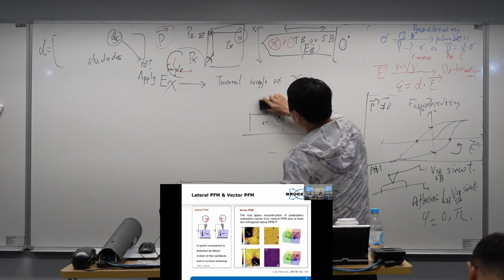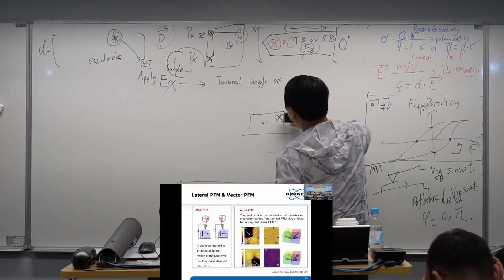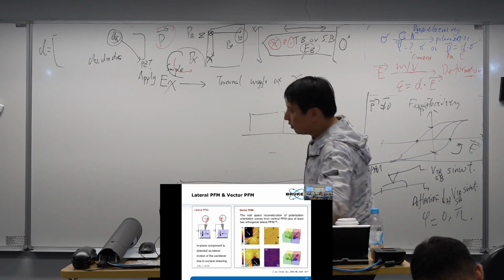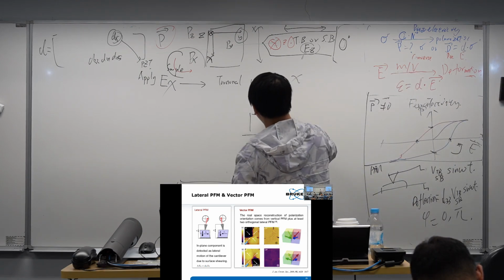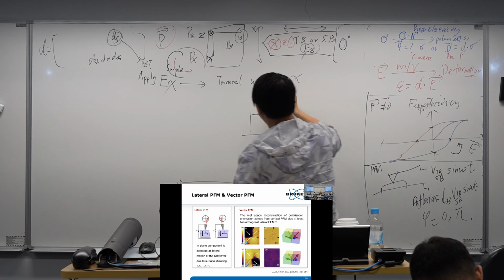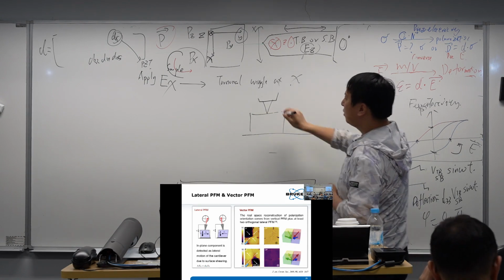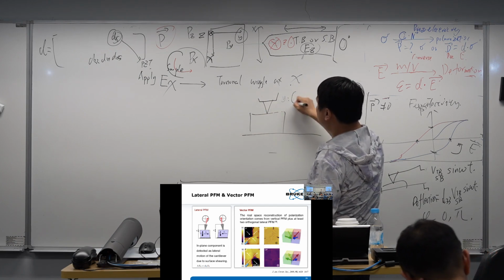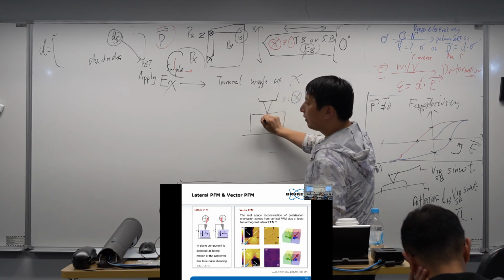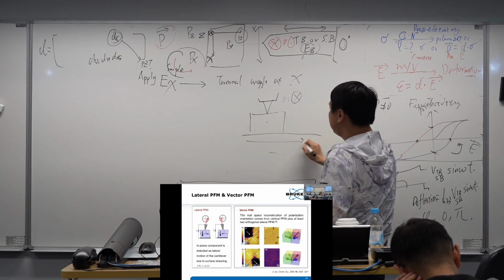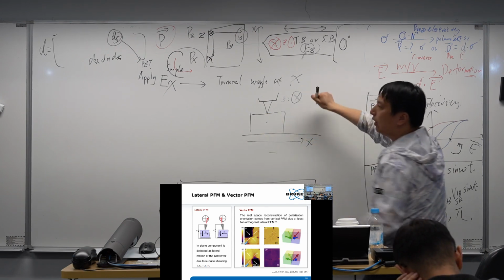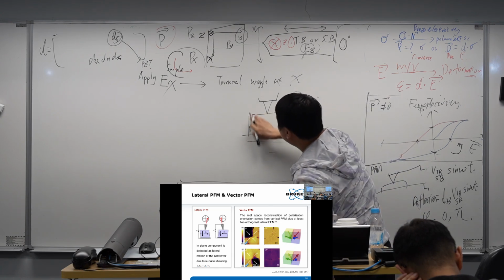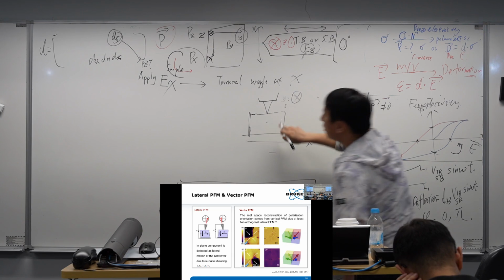Let me draw it this way so it will be easier. So here is my probe. The y direction is perpendicular to the board, and the x direction is here. Then we put the probe.